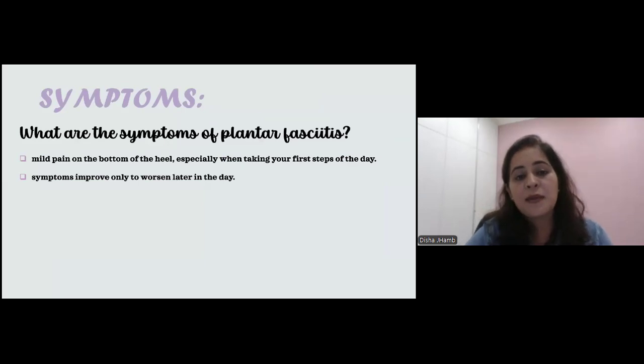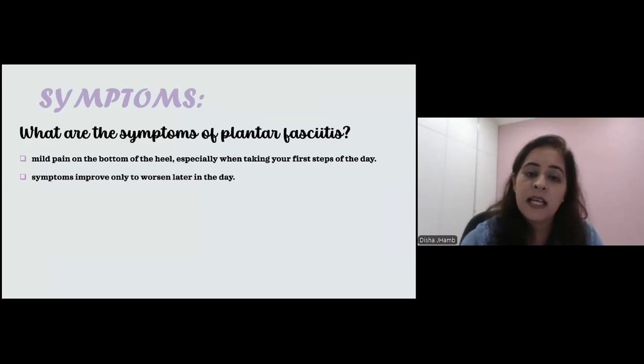And the symptom, as we discussed, is mild pain on the bottom of the heel, especially when you are taking the first few steps of the day, and the pain improves with a few steps taken. After 15-20 minutes, the pain starts subsiding, and later in the latter half of the day, the pain usually worsens.